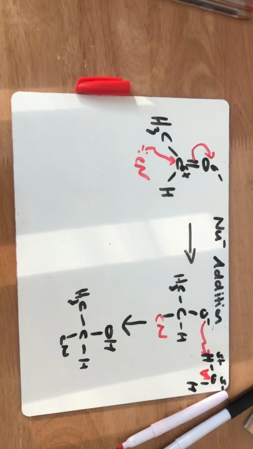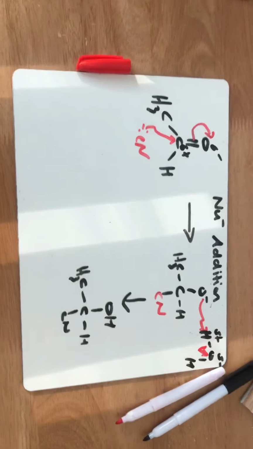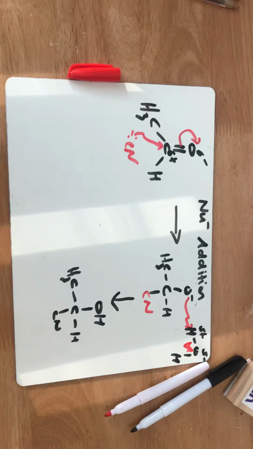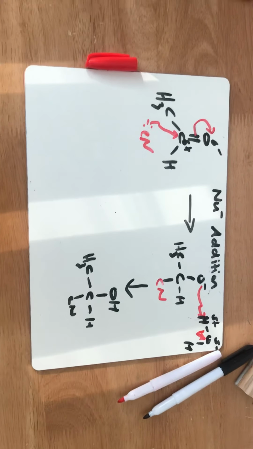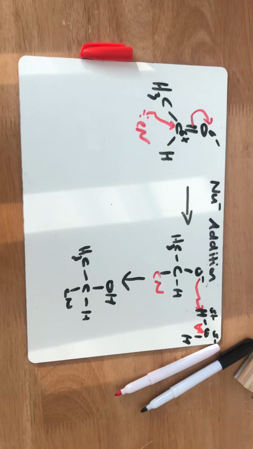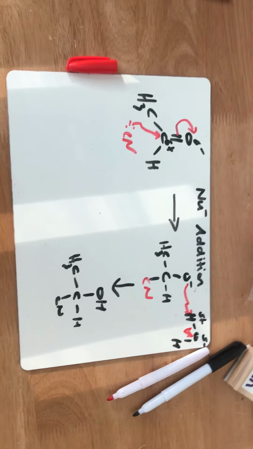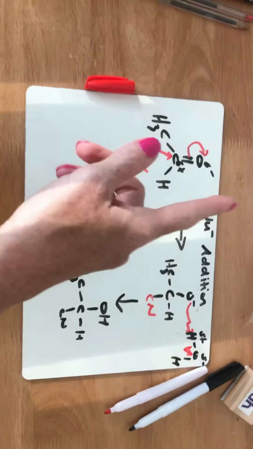So you can either do it with the H+, which is what all the textbooks will show you because there is H+ in the system. Alternatively, you can do it with water if you can't remember which one you can do water and which one you can do H+ with. This is nucleophilic addition of carbonyls.